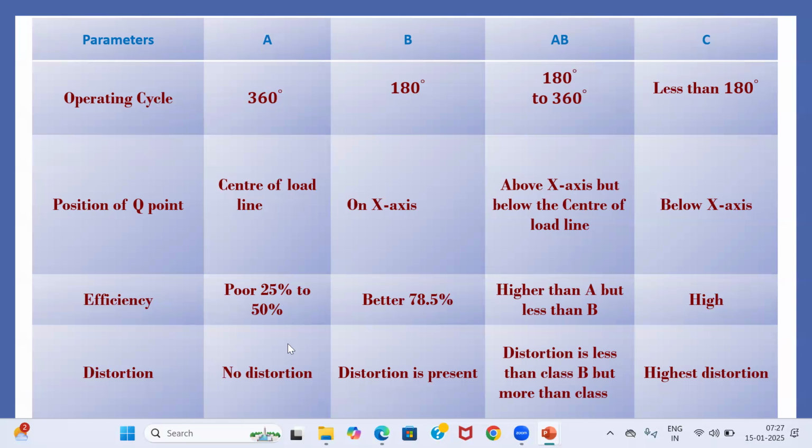Distortion for class A: no distortion. For B, distortion is present. For AB, distortion is less compared to class B. And C is the one that has very high distortion. But the class C amplifier is the best one used for tuning the frequency in FM radio. That is the major application of the class C amplifier, the typical class C power amplifier used in all radio applications. Thank you.